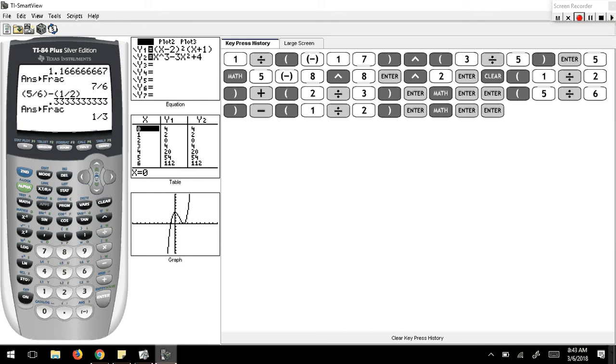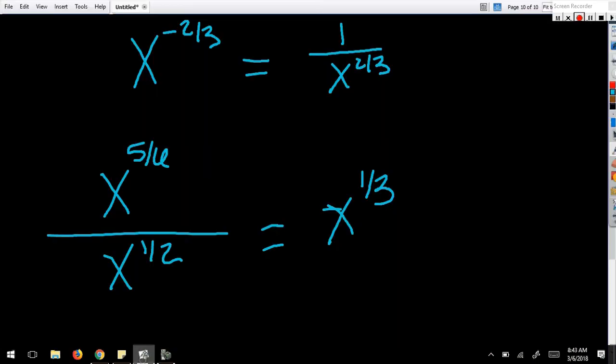Make sure you subtract them, not divide them. You're subtracting the exponents. Remember, think back if you have to: if I have x to the 5th over x squared, I would subtract those exponents, right? Just because it's a fraction does not make the rule any different.